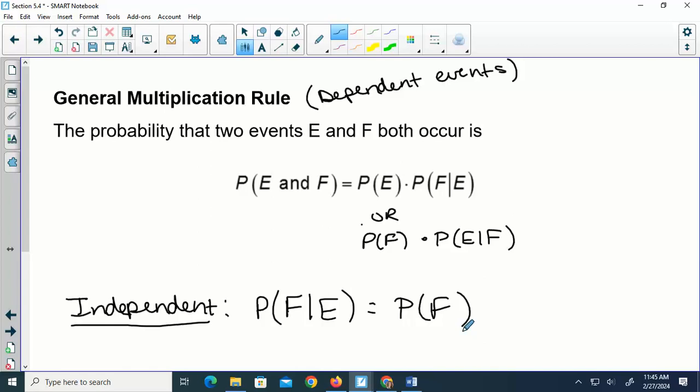So yesterday we were looking at those independent events. We didn't see this conditional because it didn't matter. One thing didn't change the other. But if they do have an impact, then we have to pay attention to that. Let's try some examples of this.